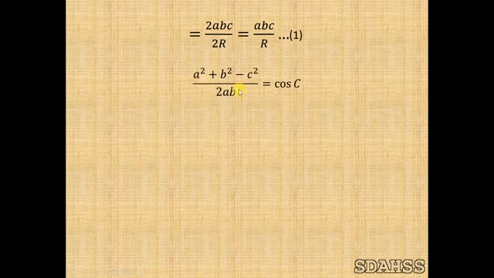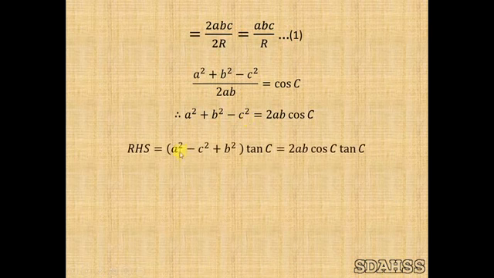Now consider cos C is equal to (a square plus b square minus c square) divided by 2ab. Cross multiply. a square plus b square minus c square is equal to 2ab cos C. Consider the RHS, that is (a square plus b square minus c square) into tan C. In the place of a square plus b square minus c square you have to write 2ab cos C into tan C.